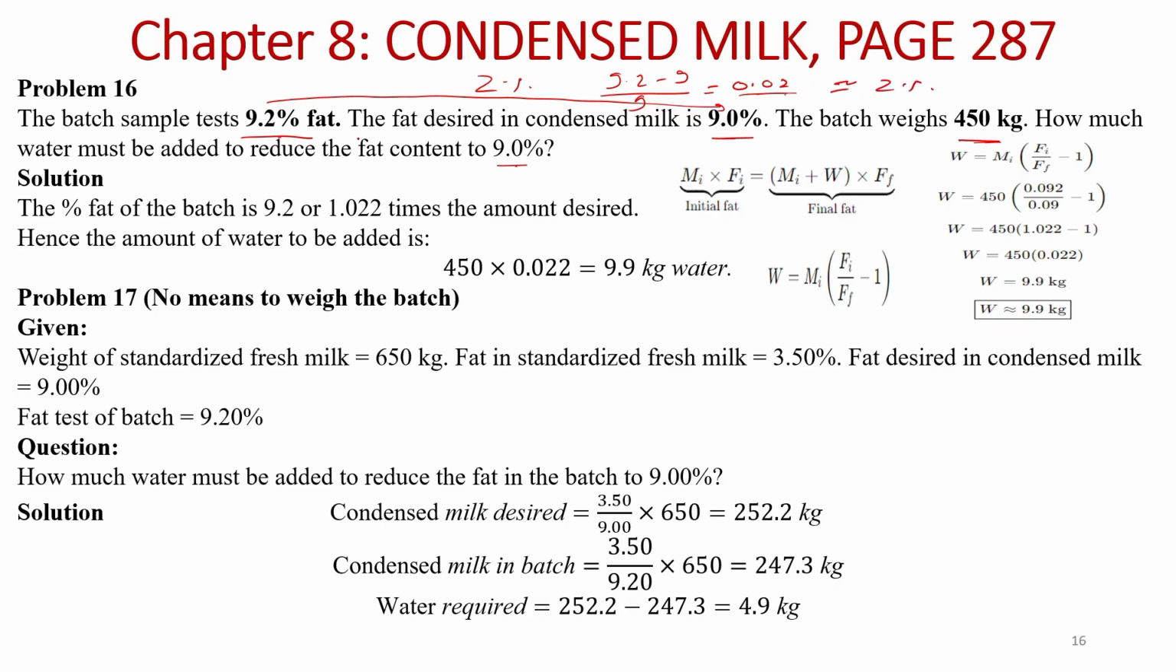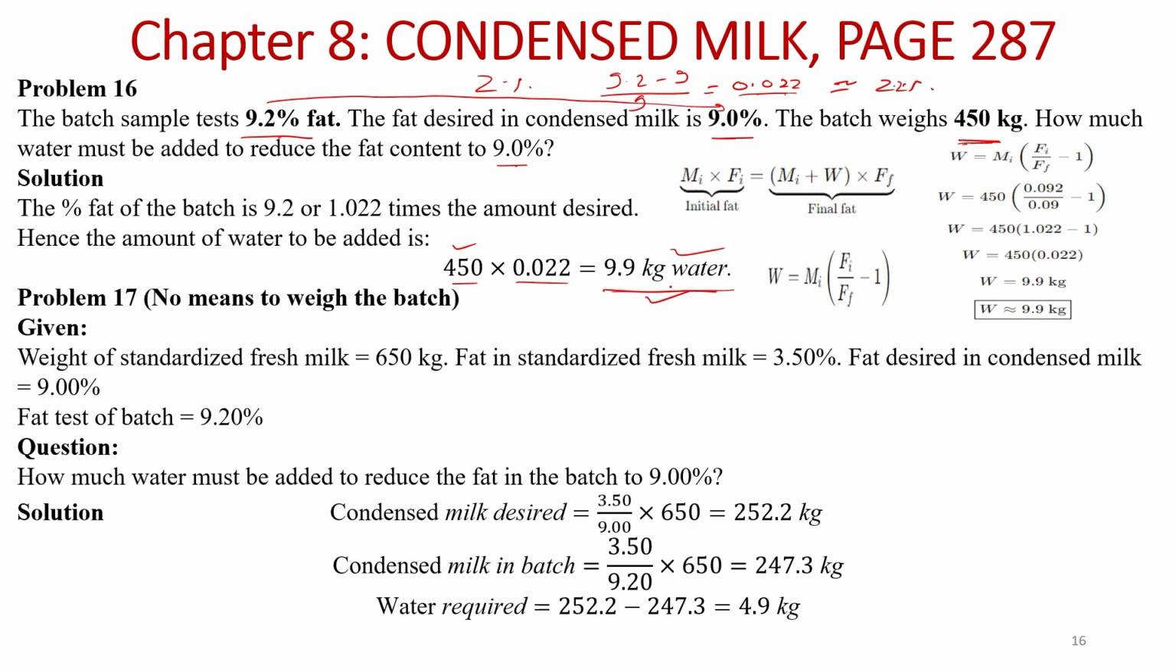Meaning the batch sample contains about 2% more fat than the desired fat. Obviously we will have to add that percentage of the weight as water to get the desired fat percentage. So 0.022 into 450 comes to 9.9 kg of water. Again repeating: how much higher is this percentage than that? It is 0.022, or 2.2% higher. So we have to add 2.2% of 450, that is 9.9 kg of water.